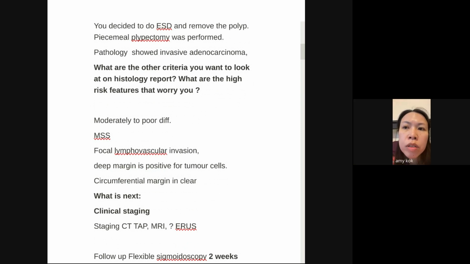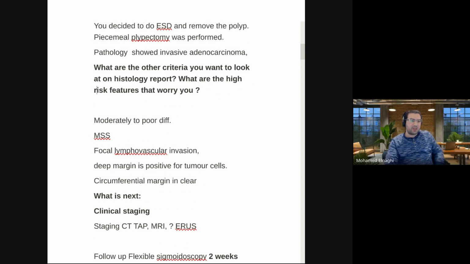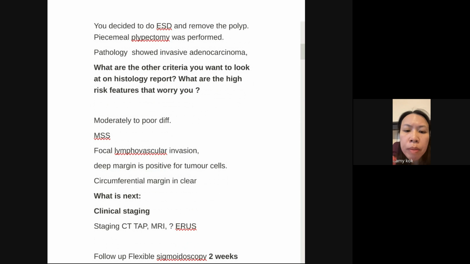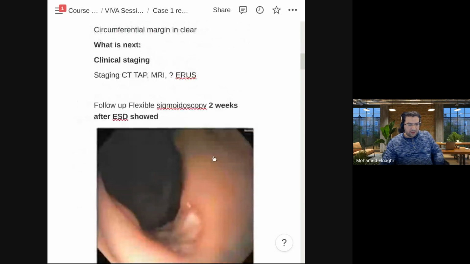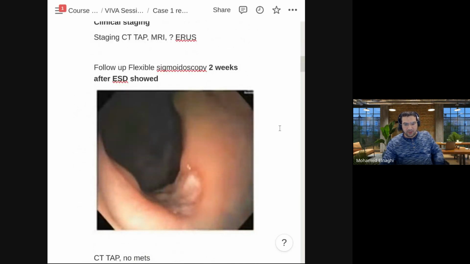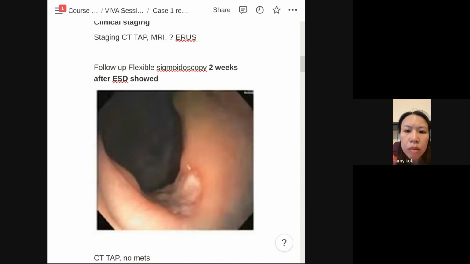If the first colonoscopy is already complete, so remember, someone else did the colonoscopy, so you didn't do the colonoscopy yourself. Yes, so I want to repeat it myself. So you did a flexible sigmoidoscopy yourself. And this was the image. I can see there is ulceration from the previous ESD site.